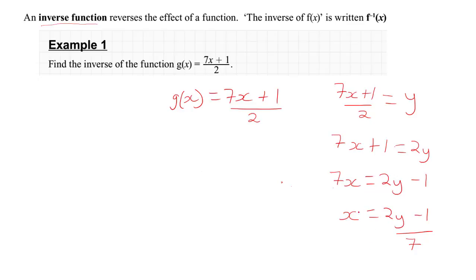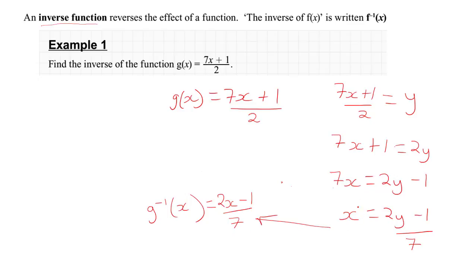Now, what you do with this inverse function, the notation for it is normally g minus 1 of x. So you're going to copy this one, but as you copy this, the y is never an input. So you're going to need to change this to x. So that's going to be 2x minus 1 all divided by 7.